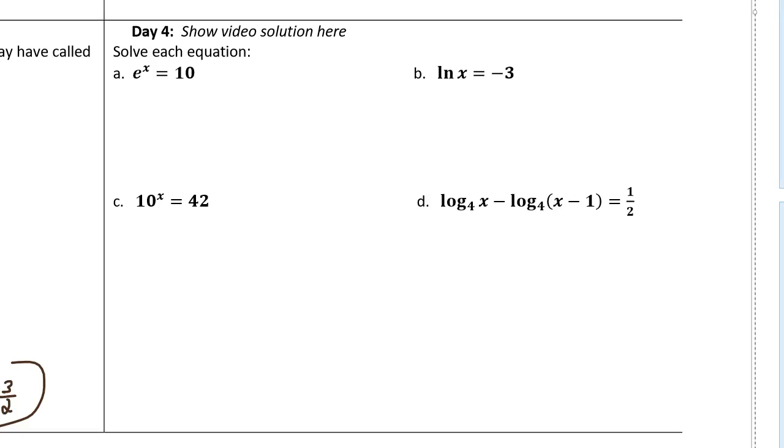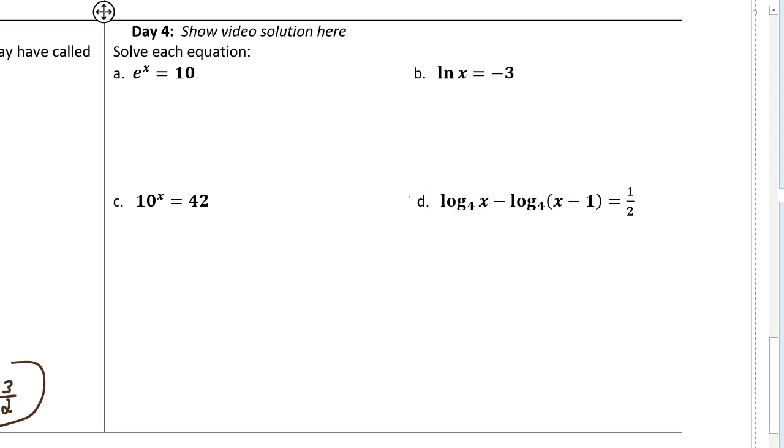Here are the solutions for day 4. Solve each equation. Some of the equations are exponential equations. For instance, question A involves an exponential. Question C involves an exponential. The others are called logarithmic equations. That would be this one and this one.